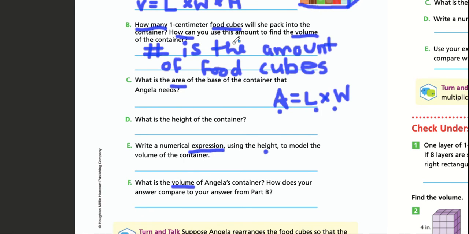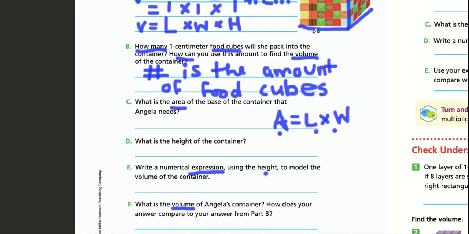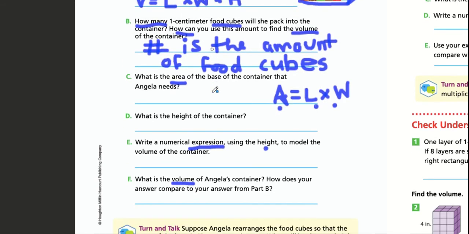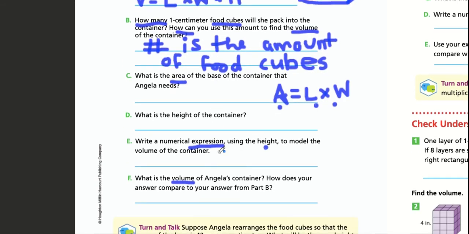Remember, Part B asks how you can use the information of the amount of cubes in this container to help you find the volume. Later on, we did the work to find the volume. It wants to know how your answer compares. That means we're using greater than, less than, or equal to. Hopefully we get the same answer as Part B, and hopefully the strategy you said was correct and helped you get the right answer.